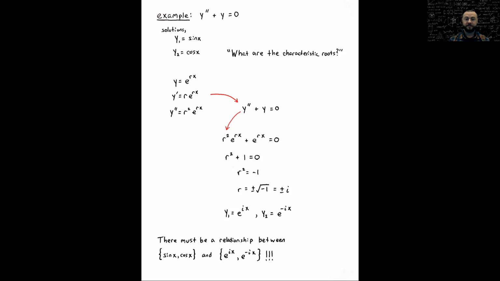What this is pointing to, as we hinted at the beginning of this lecture, is that there must be some mathematical relationship between the trig functions sine and cosine and these exponential functions, which we'll call complex exponentials, e to the ix and e to the negative ix. What is that mathematical relationship? We're going to get to that in part 2.